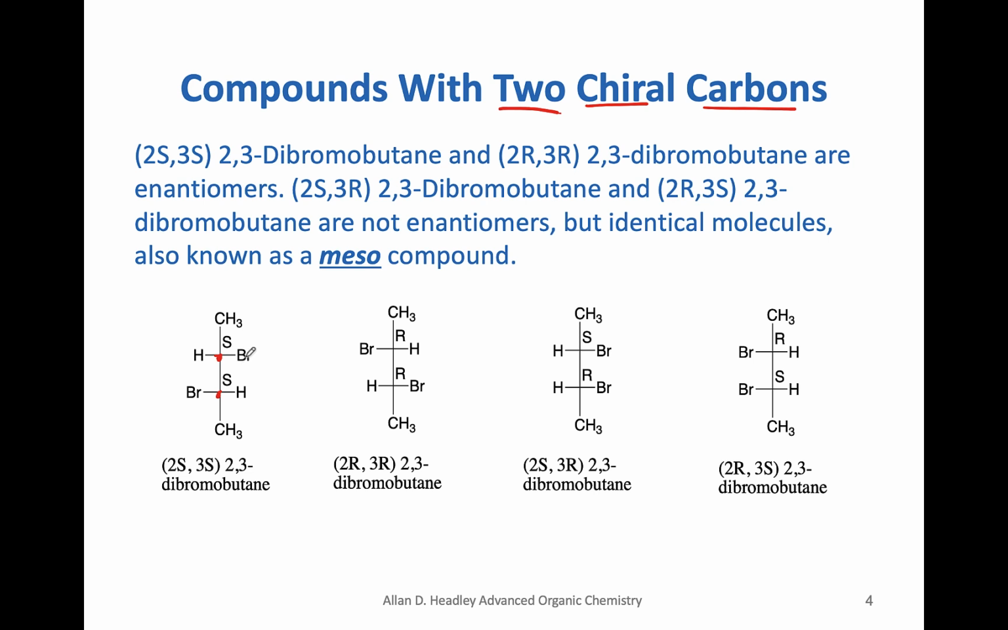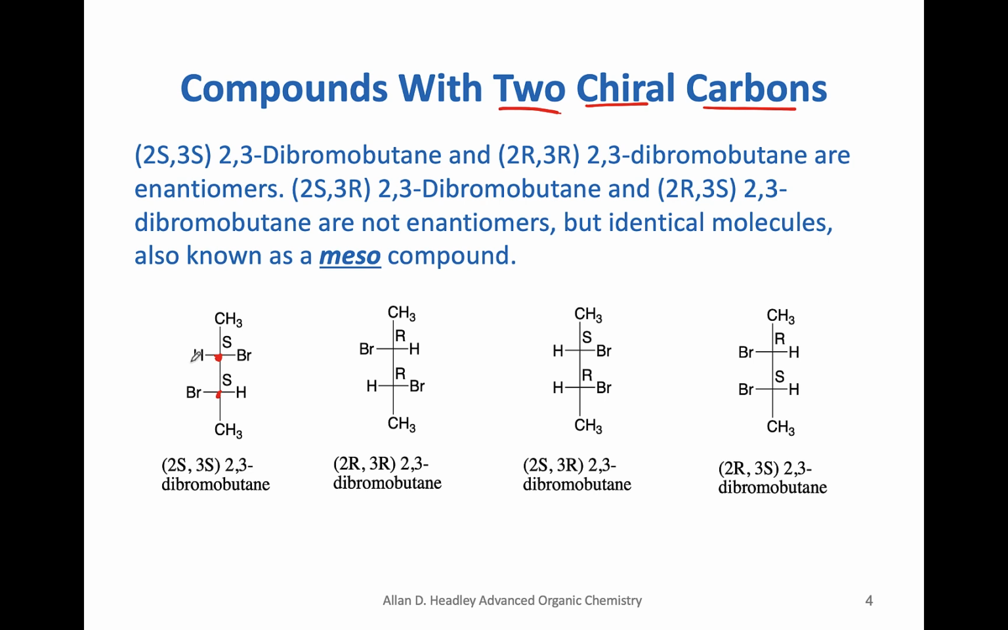Just to review, looking at this carbon here, we have bromine attached to that carbon, this group attached to that carbon, a methyl group attached to that carbon, and a hydrogen. If you were to assign priorities, this bromine has the highest priority based on atomic number, followed by this carbon. Why this carbon? Because it is bonded to bromine and another methyl. So that's priority number 2. This is priority number 3 because it's a carbon, and this is priority number 4 because it's hydrogen.